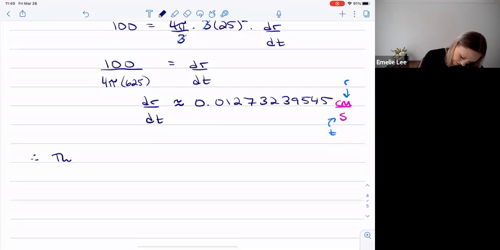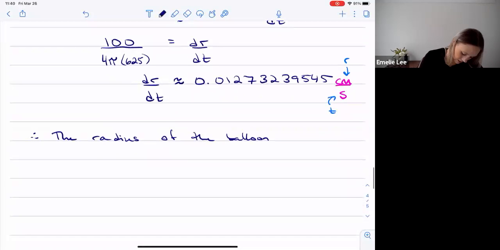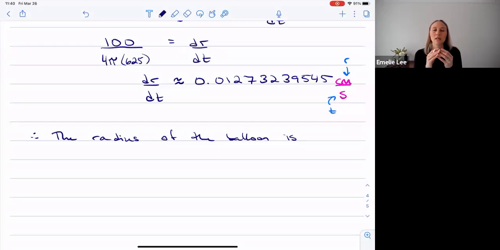So therefore, the radius of the balloon is increasing because it's positive, right? Which makes sense. I'm pumping the volume up, and so the radius should be increasing. If you found that it was decreasing, you might want to check that out, right? It should match what you're thinking.